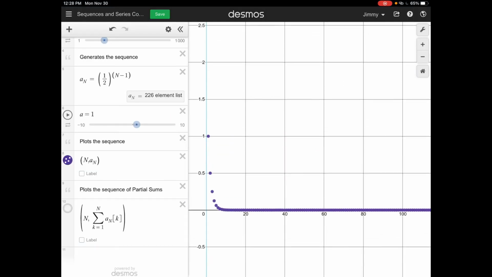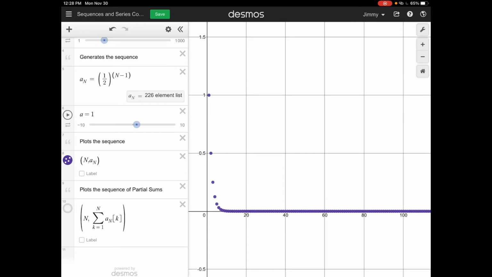All right, so here in purple, we're looking at the actual graph of the sequence itself, the explicit formula, which is 1/2 raised to the n minus 1 power. And we see that as you go to the right, the sequence of terms are getting very close to the x-axis; they approach 0. Just because they approach 0 does not mean the series converges. There's a difference between sequence and series.